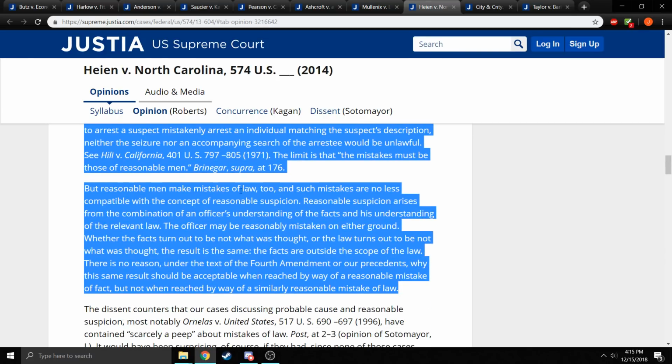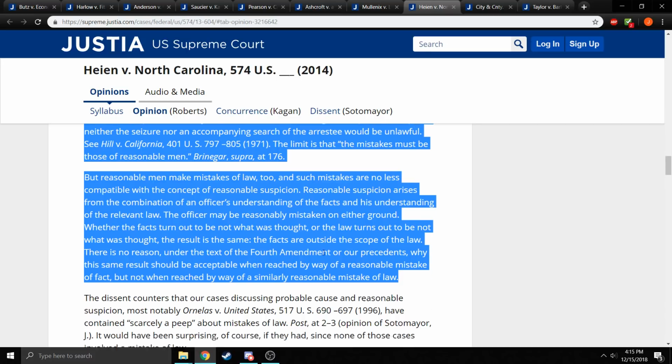But reasonable men make mistakes of law too, and such mistakes are no less compatible with the concept of reasonable suspicion. Reasonable suspicion arises from the combination of an officer's understanding of the facts and his understanding of the relevant law. The officer may be reasonably mistaken on either ground, whether the facts turn out to be not what was thought, or the law turns out to be not what was thought. The result is the same. The facts are outside the scope of the law. There is no reason under the text of the Fourth Amendment or our precedents why the same result should be acceptable when reached by way of reasonable mistake of fact, but not reached by way of reasonable mistake of law.